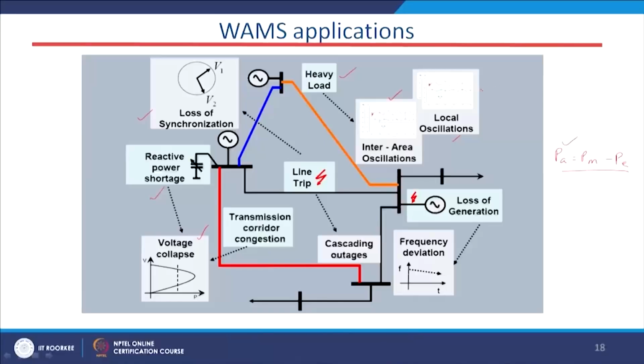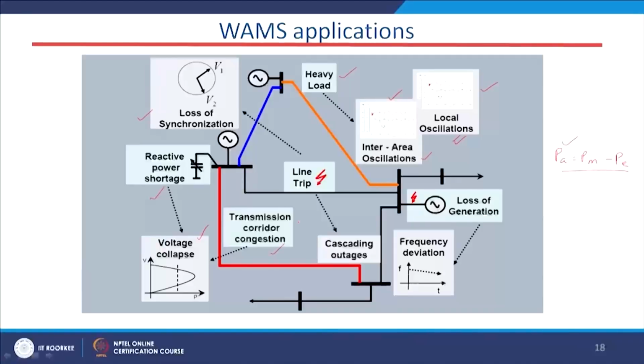This accelerating power accelerates the rotor of the machine. Due to that we may have oscillations in the current and voltage waveforms. This is what is shown here in the power. Finally, the power will also oscillate. Those inter-area oscillations between two areas, or within a single area, can occur at different buses. Those oscillations we can always tap from the wide area monitoring system, and we can take corresponding remedies or apply some control actions.